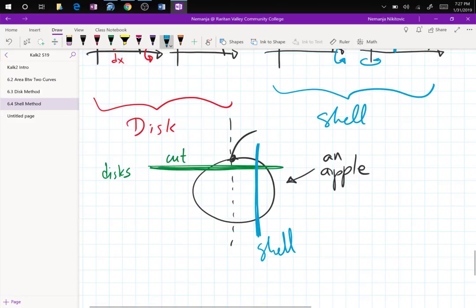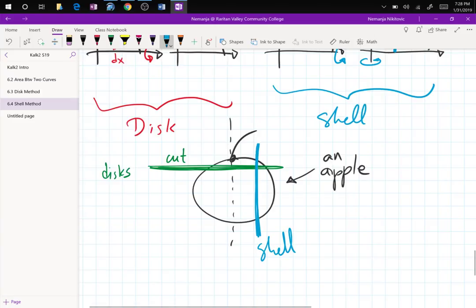I need you to see the difference between a disc and a shell on an object that you can take and cut, right? So an apple is the best bet because you clearly see where the axis of rotation is, right? And then cutting the apple this way would give you discs. Cutting the apple that way would give you shells.